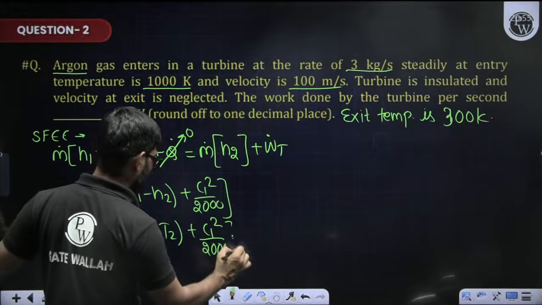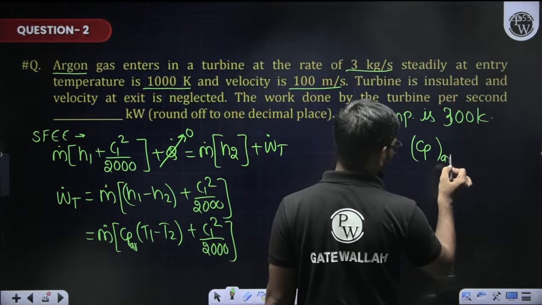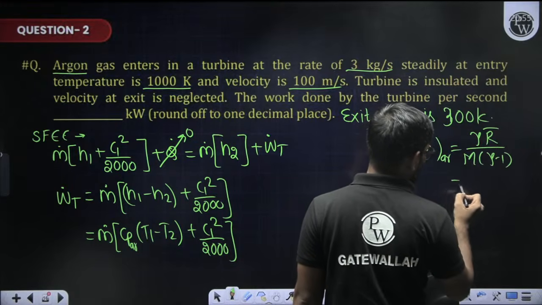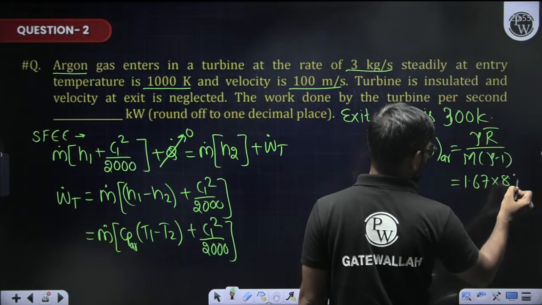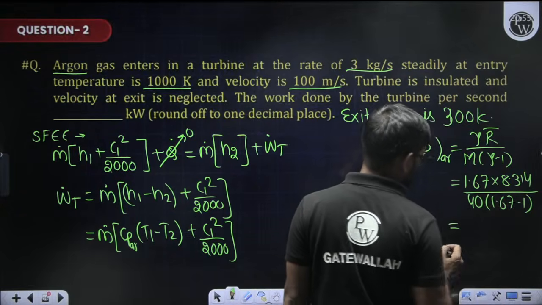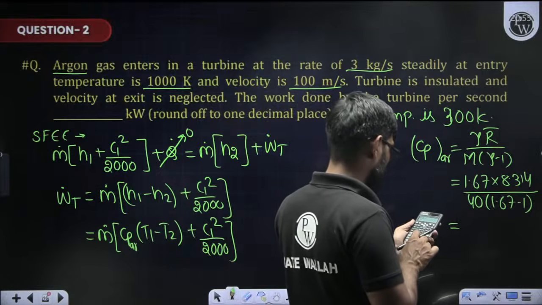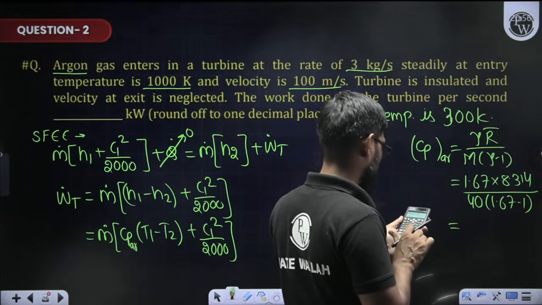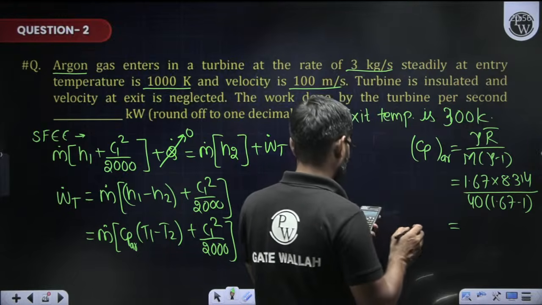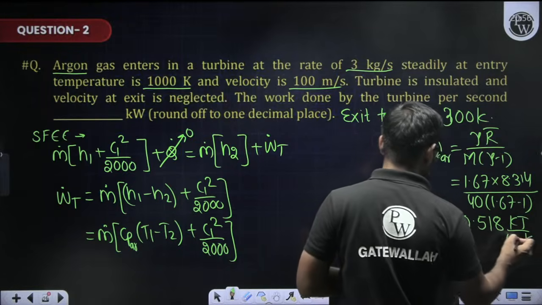Now what is the Cp of argon? Cp of argon is not given, you can calculate, that is gamma R bar by M into gamma minus 1. So you can write here 1.67 into 8.314 divided by 40 into 1.67 minus 1, that is 0.67. So 8.314 into 1.67 divided by 40 divided by 0.67. Right, correct. 0.518 kilojoule per kg Kelvin.